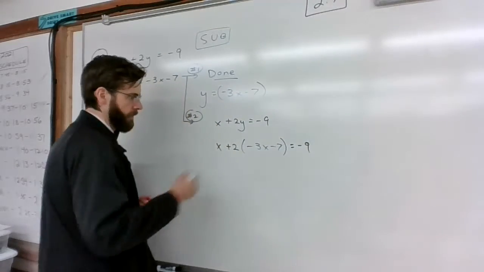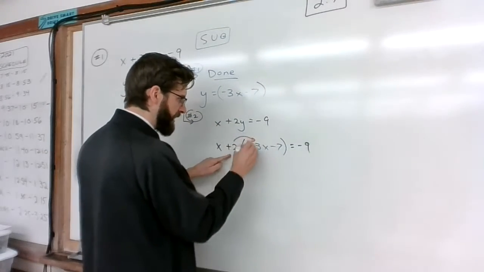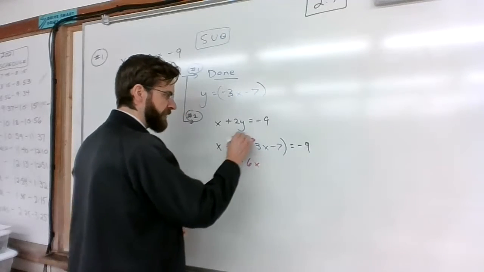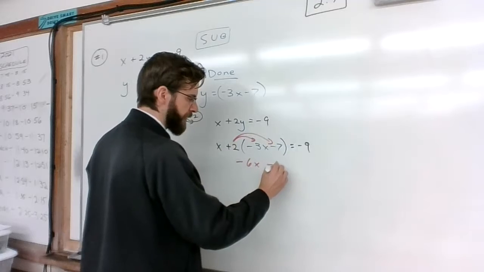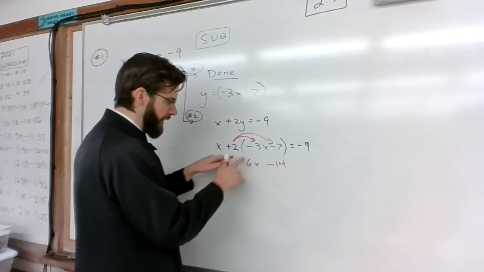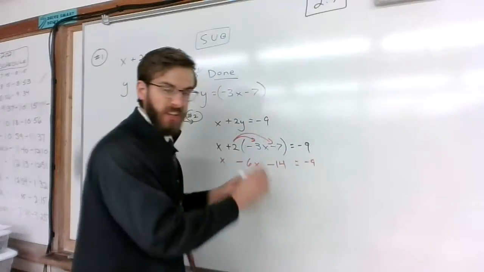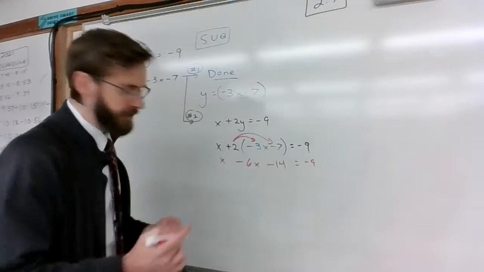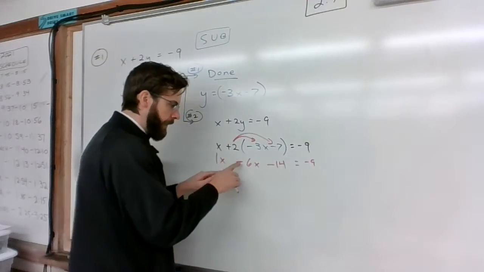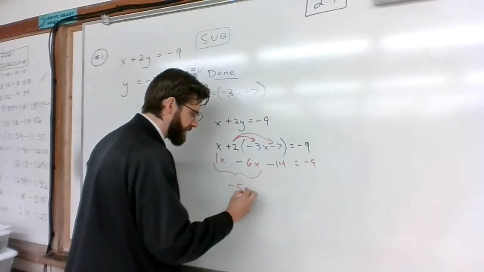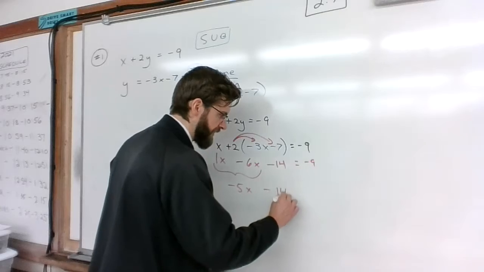I'll do that in a different color. So you're taking the positive 2 times negative 3x. You're getting minus 6x out of that. You're going to take positive 2 times negative 7. You're going to get minus 14 out of that. These two can just drop down. The x wasn't multiplied through. The negative 9 was just chilling on the right-hand side of the equation. And then at this point, you're just combining like terms. So it's like I've got a 1x minus 6x, which would give me negative 5x. Minus 14 is equal to negative 9.